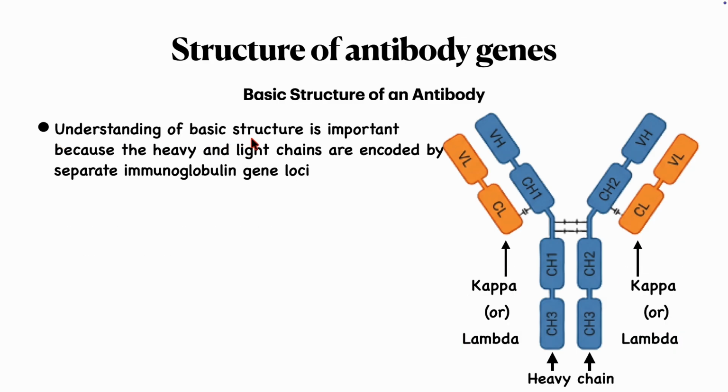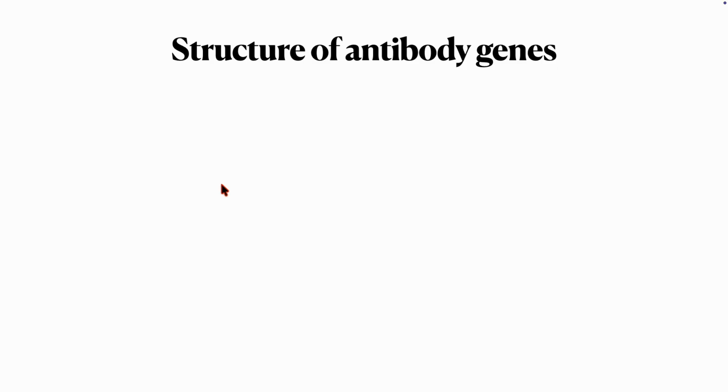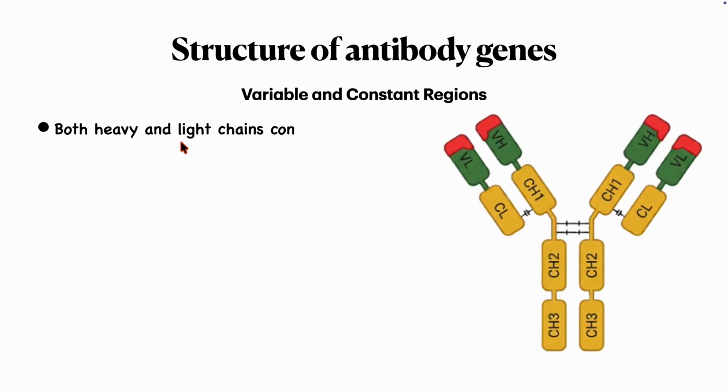Understanding of the basic structure is important because the heavy chain and light chains are encoded by separate immunoglobulin gene loci that I'm going to explain to you in coming slides. Now let's look more closely at each antibody chain to understand the variable and constant region. Both heavy and light chains contain a variable region and a constant region.